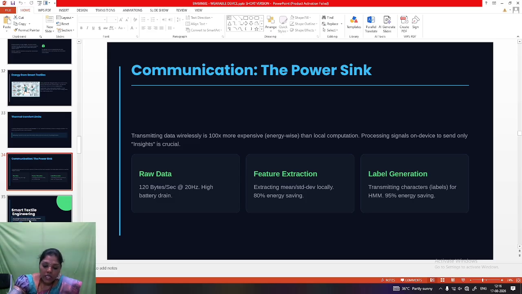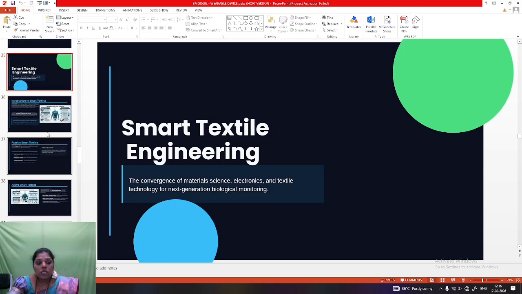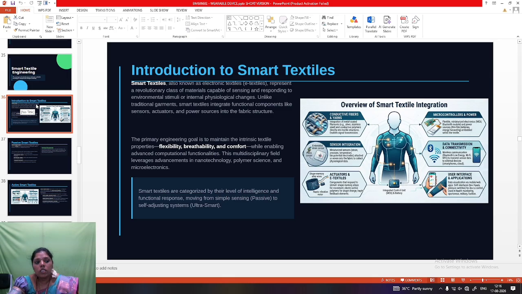Now, important concept, moving to the next topic. Now we will discuss in more detail. Smart textile engineering. Smart textile engineering means smart textile engineering.